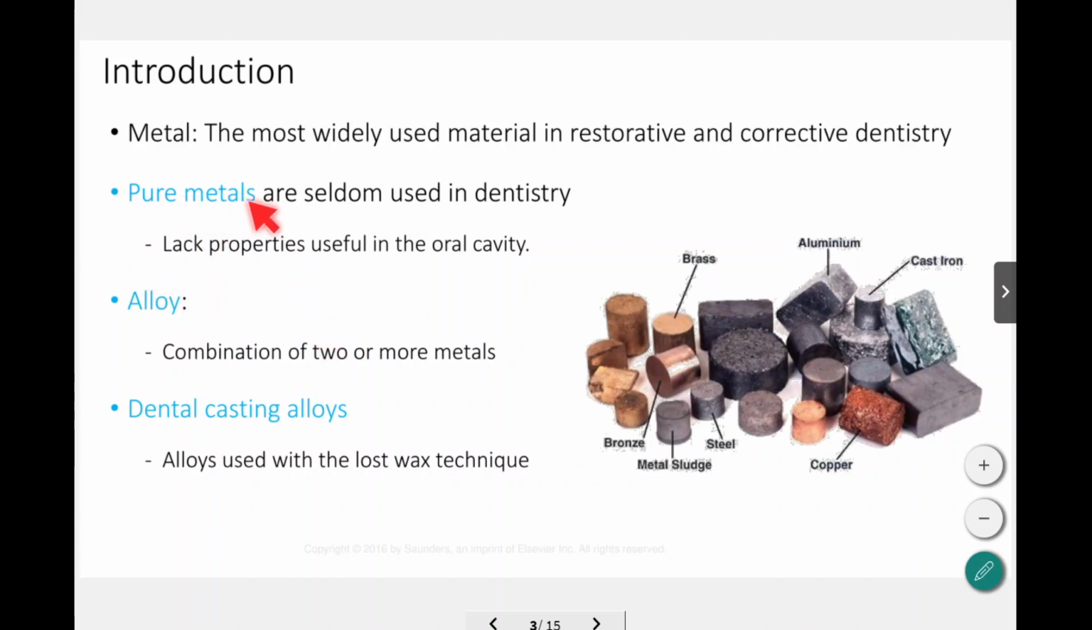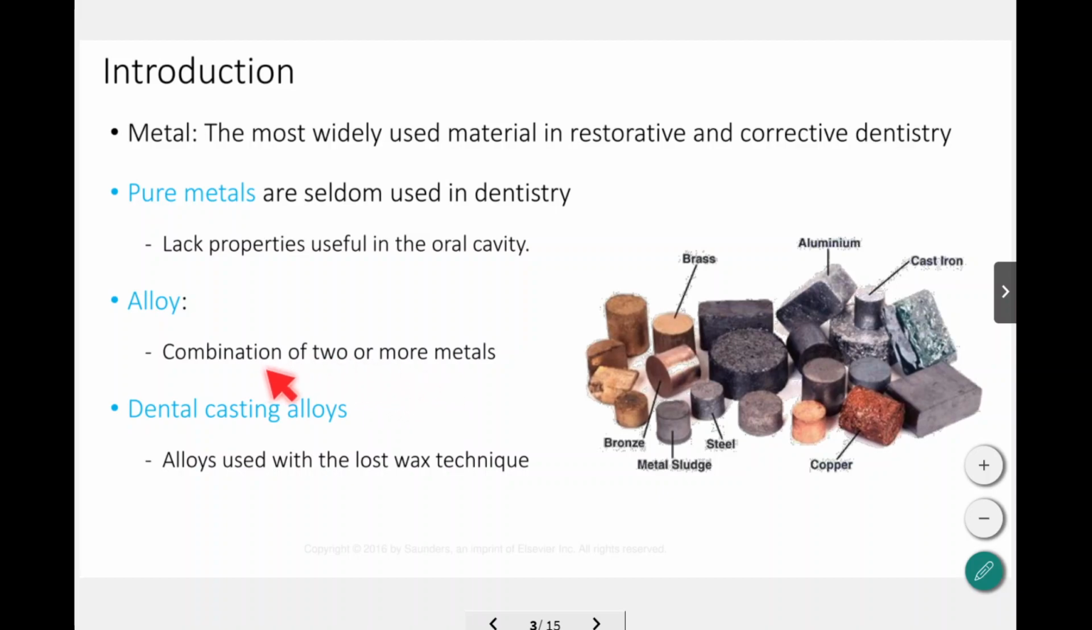Usually we don't use pure metals directly, like pure gold or pure silver. We don't use them directly in dentistry because they lack some of the properties we want, and that's why we make an alloy. An alloy means it's a combination of two or more metals. So we mix more than one metal and make alloys from them, and usually we use these alloys to do the fillings or to do the work in dentistry. And the same thing with amalgam, which is the filling. Amalgam is actually an alloy, a mixture of different metals.